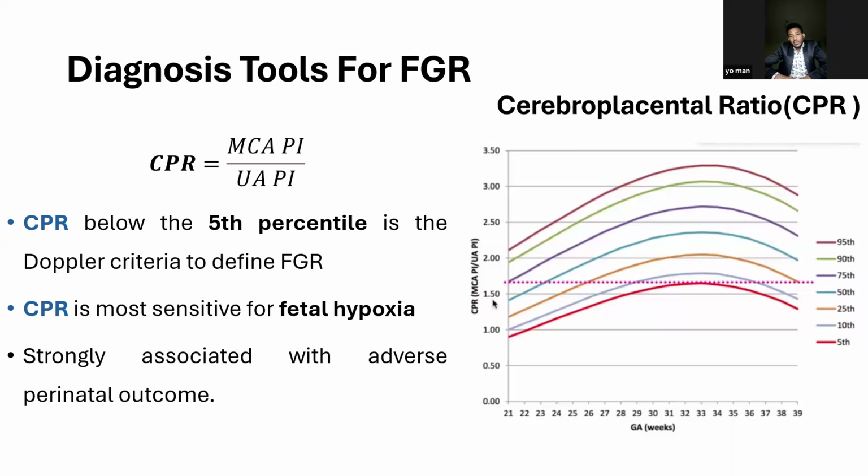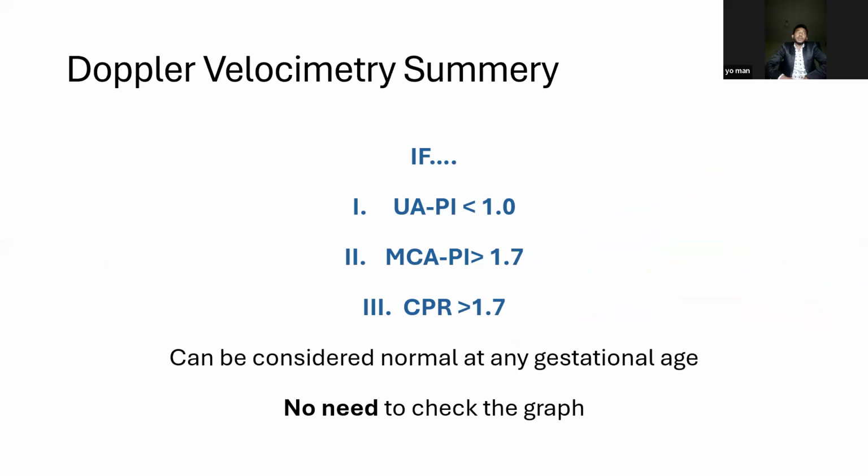As I told you, even if the MCA PI and the uterine artery PI are normal but within the borderline range, CPR may be abnormal, okay? Different scholars suggest that it's strongly associated with adverse perinatal outcome, more than the sole use of uterine artery PI or MCA PI. So consider CPR ratio when dealing with FGR, especially the late phenotype.